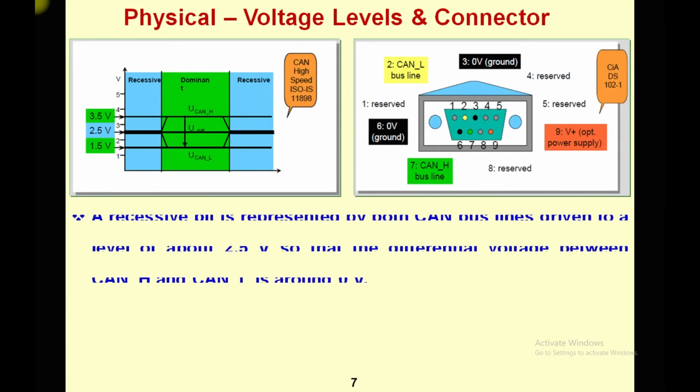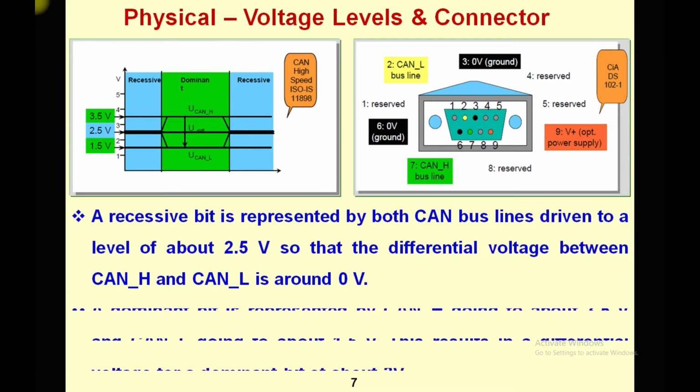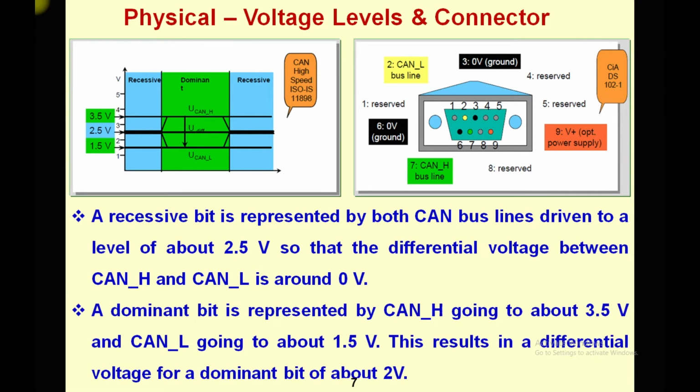So a recessive bit is represented by both CAN bus lines driven to a level of about 2.5 volts, so that the differential voltage between CAN high and CAN low is around 0 volts. So the recessive bit means the difference between CAN high and CAN low is 0 volts. A dominant bit is represented by CAN high going to about 3.5 volts and CAN low going to about 1.5 volts. This results in a differential voltage for a dominant bit of about 2 volts. This is what we have discussed right now.